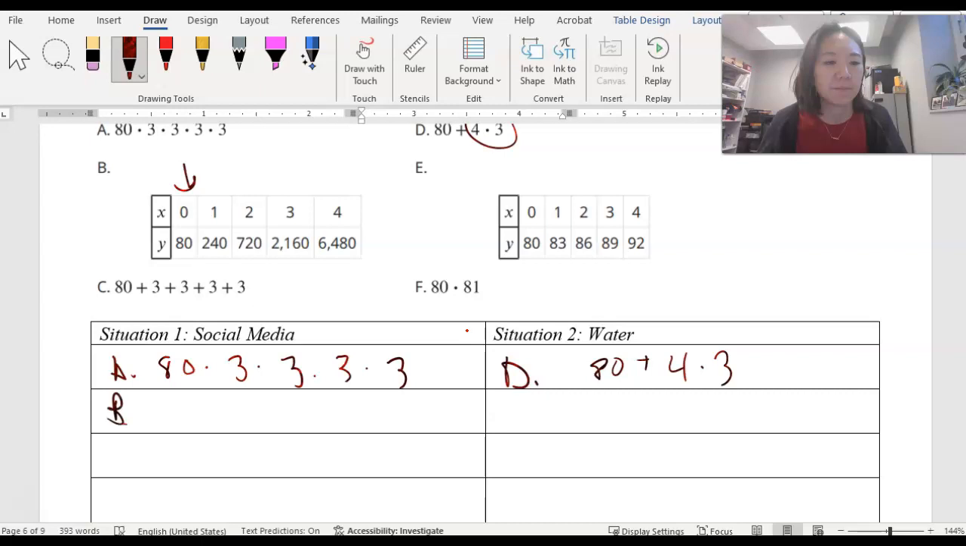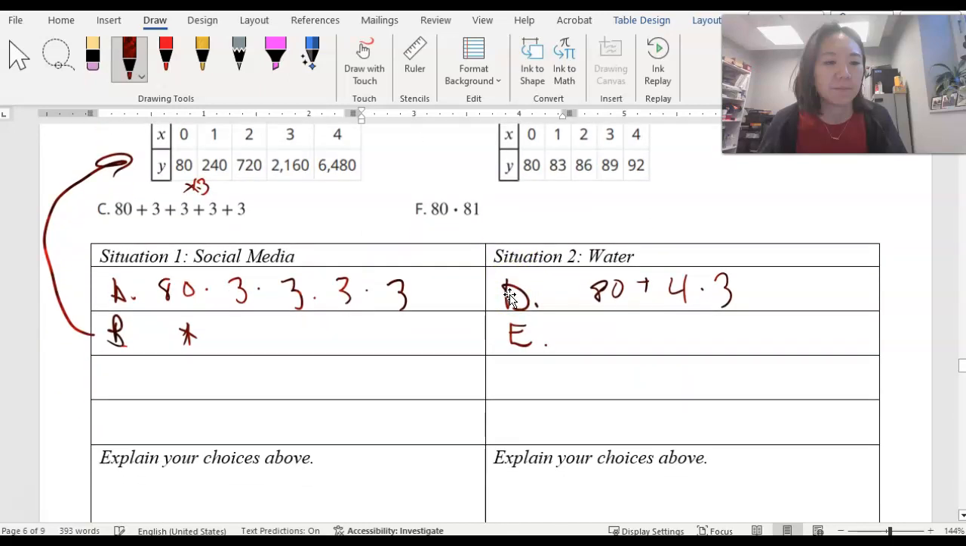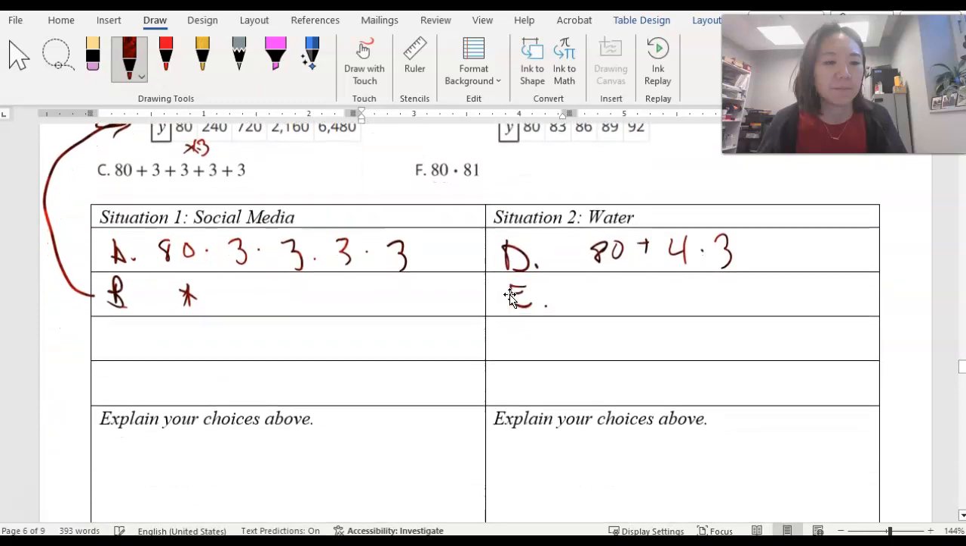I'm just going to write B. You don't have to fill in the table here because it's a lot to fill in. So that's this right here, because we see that again, each time we're multiplying by 3 to the next one. This one is letter E. And then the last ones that we're filling out would be letters C and F.